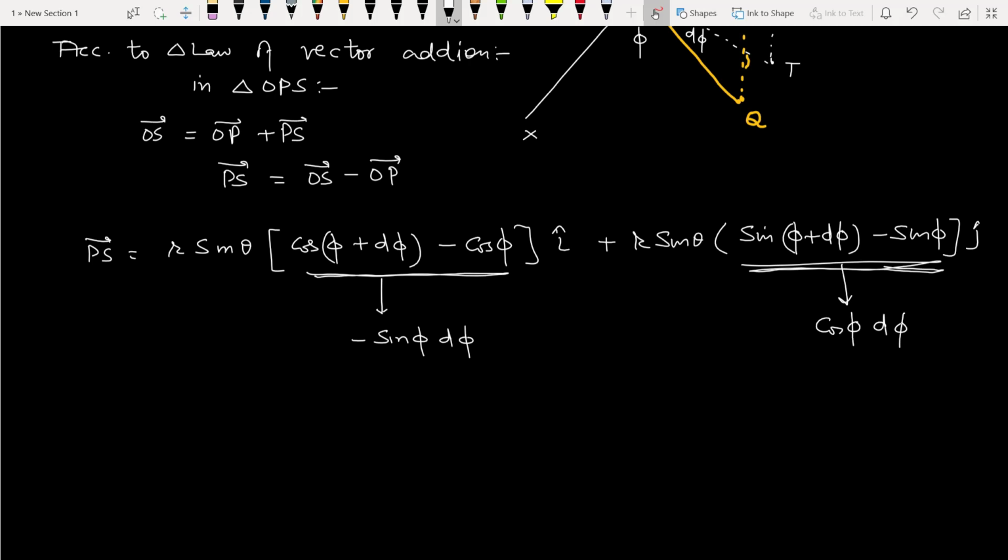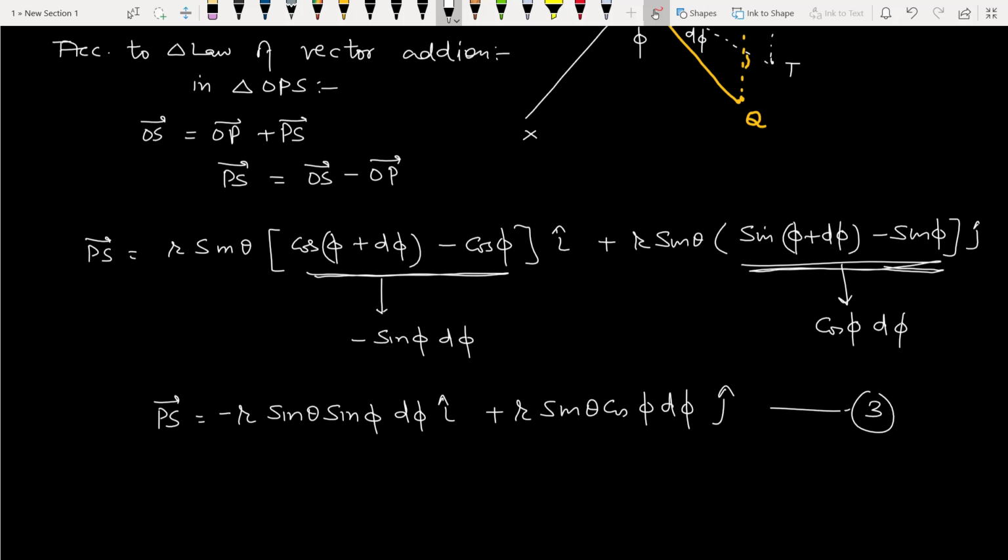And if we substitute these values, we will get the PS vector as r, minus comes common, sin theta sin phi d phi i cap, plus r sin theta cos phi d phi j cap. So we mark this as equation number 3.